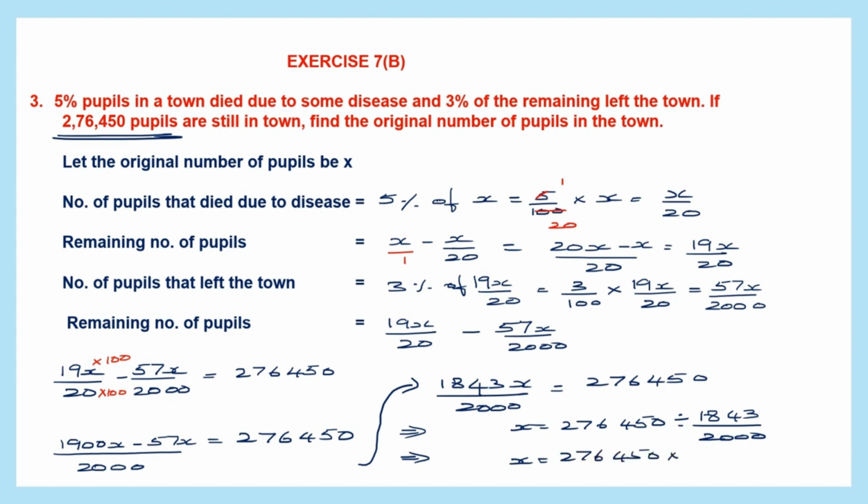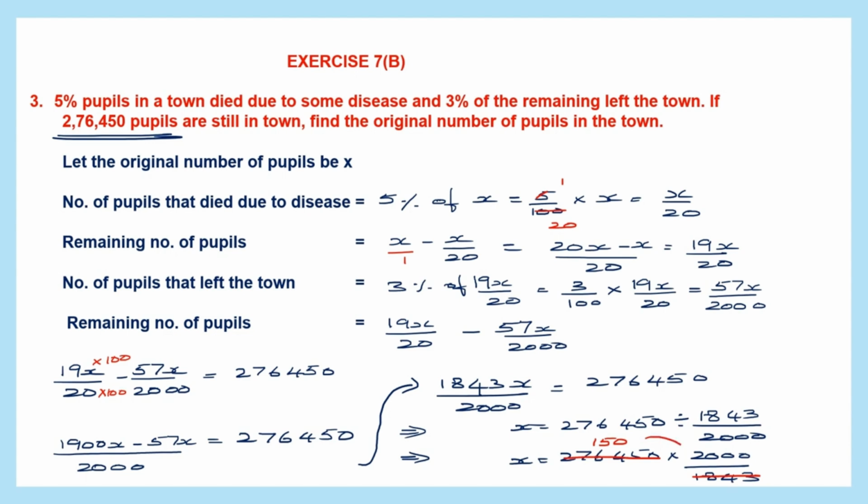2,76,450 into 1843. We are writing the reciprocal of that. That means this will come on top. That is 2000 is on top and 1,843 is down. Now when we work this out, we can cancel this and this. That is 1,843 into 150 will give us this number.